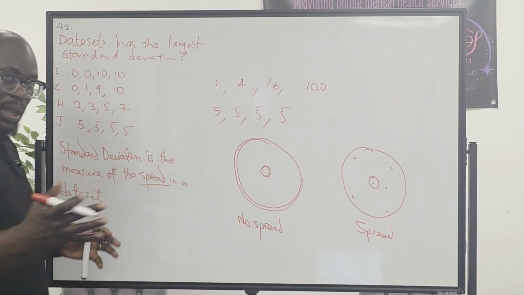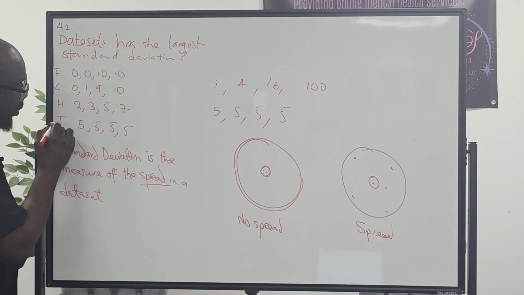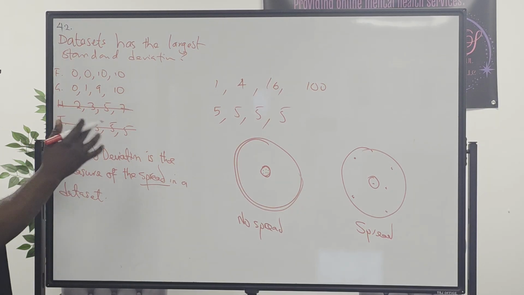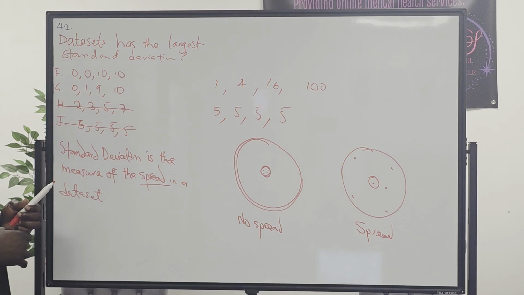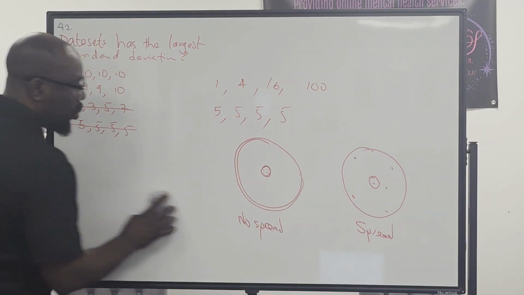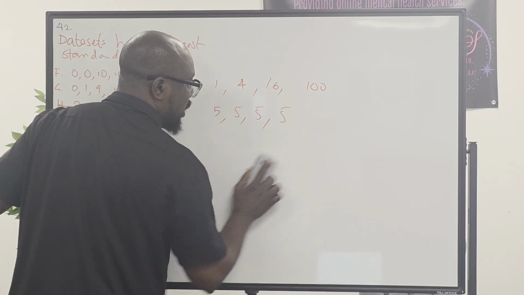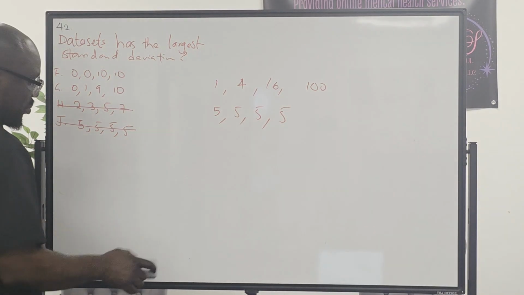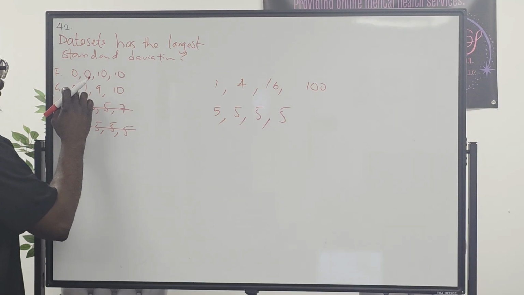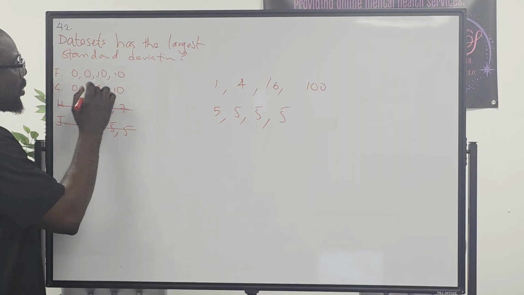So now that I've explained standard deviation, you can quickly rule out J, and you can also rule out H because the numbers are so close to each other. There is no spread here. The one with the largest standard deviation has the bigger spread, or if you want to say range, the most range. For example, you have 0, 1, 9, 10. There's a spread here, right? But look at this, you have 0, 0, 10, 10.